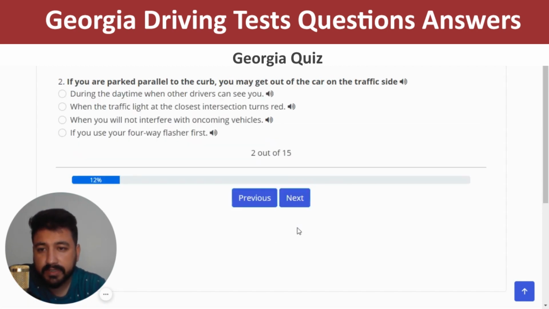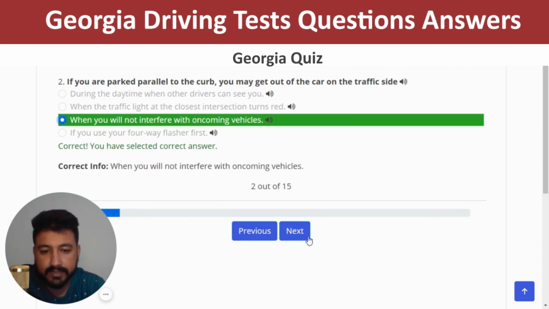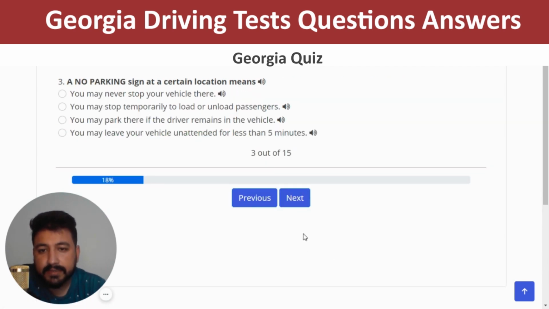The second question is, if you are parked parallel to the curb, you may get out of the car on the traffic side. The right answer is when you will not interfere with oncoming vehicle, which is the third option. And let's go on the third one. Yeah, correct. And next. A no parking sign at a certain location means the right answer is you may stop temporarily to load or unload passengers, which is the second option.